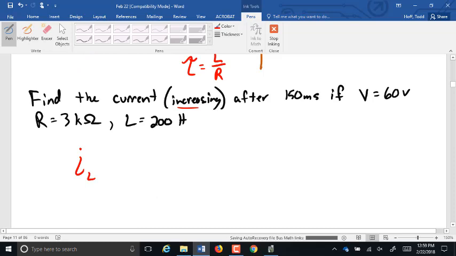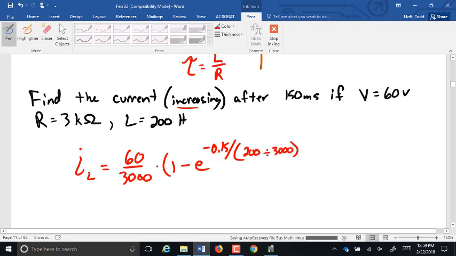Our current in the inductor is going to be our voltage 60 over our resistance of 3,000 times 1 minus e to the power of negative 0.15. That's the negative 150 milliseconds. And now I have to put this in parentheses. It's going to be the 200 henries divided by 3,000 ohms, and close that up.